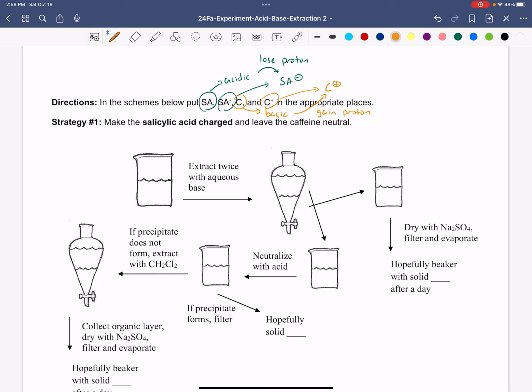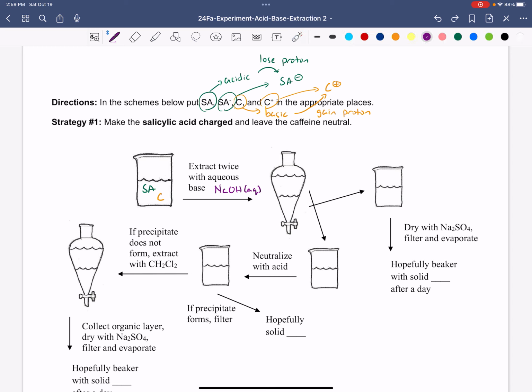Looking at the pictorial flowchart, we are given a solution of caffeine and salicylic acid. I would write SA here and C here. They are in the neutral form. We haven't added any acid or base yet. In the first step in the procedure, you are extracting the solution with aqueous base, NaOH, aqueous. That's basic, and so you are going to deprotonate the acid, SA, and make it SA minus. And you're leaving the caffeine alone because since it is basic, a base plus a base, no reaction.